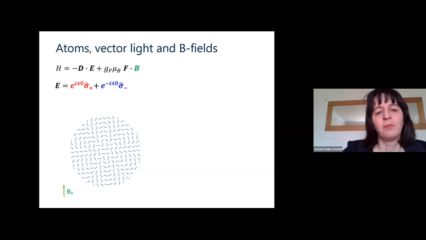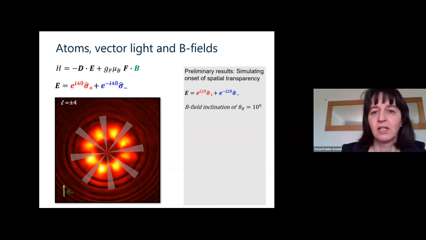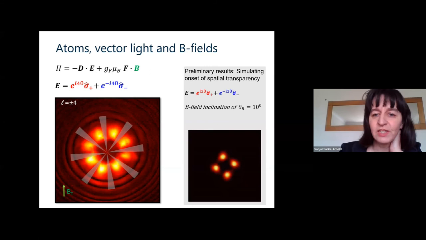Maybe a bit easier to understand what is going on is the following. We couple atoms, vector light, and magnetic fields. What you see here is the polarization profile of the beam. And you see that at 8 positions for this particular beam, the polarization is perpendicular to the magnetic field. And exactly at these positions, the atoms are transparent to the light. And that's what we get here. Some very preliminary results. I'm just going to show you the movie of the onset of this idea.